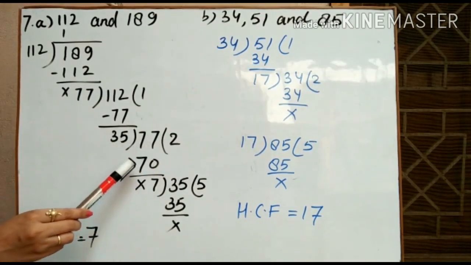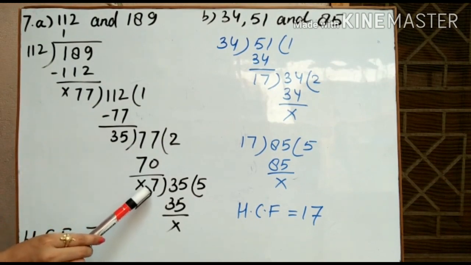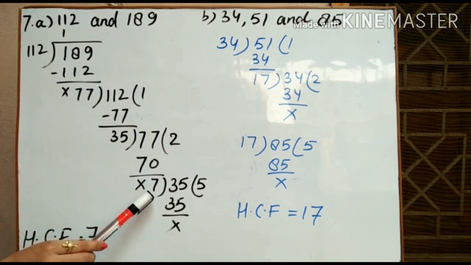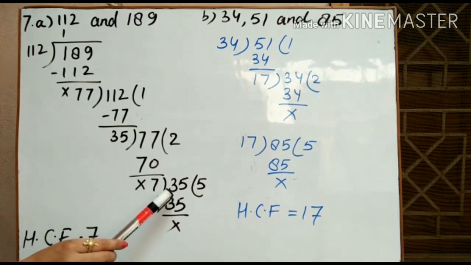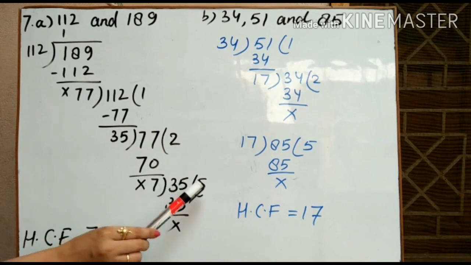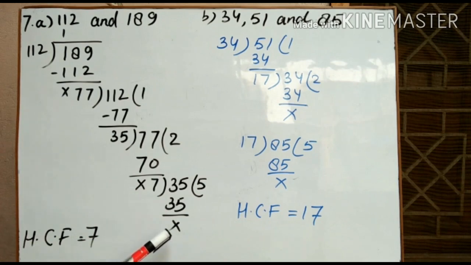35 2 ja 70. 77 minus 70 is equal to 7. Now this 7 will become divisor and 35 will become dividend. 7 5 ja 35. 35 minus 35, 0. We will put cross here. What is the last divisor? That is 7. That's why HCF of the given number is 7.